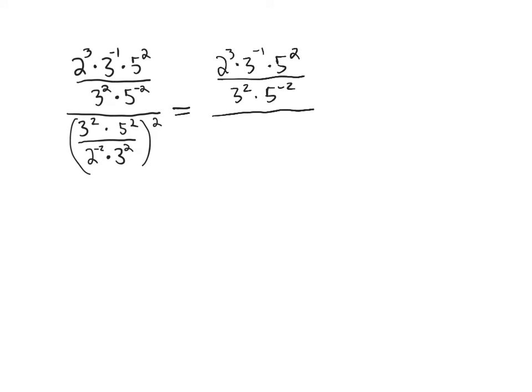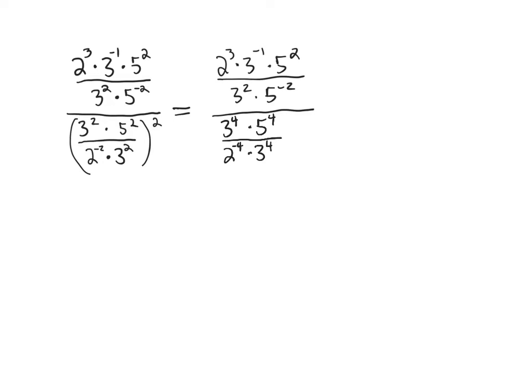And then remember to square the bottom. All we're doing is multiplying our exponent by each term in the numerator and denominator. So we have 3 squared squared, so 3 to the 2 times 2 is 3 to the 4. 5 to the 2 times 2 is 5 to the 4, over 2 to the negative 2 times 2 is 2 to the negative 4, and 3 to the 2 times 2 is 3 to the 4.